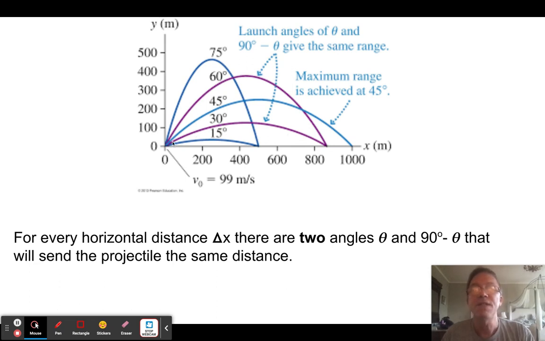If 15 degrees sent it here, 90 minus 15 is 75. 75 will also put it the same distance. And again, it's because they're the same number of degrees away from 45. But it's worth noting that there are going to be two angles that put it in the same place. They like to ask that question of you.